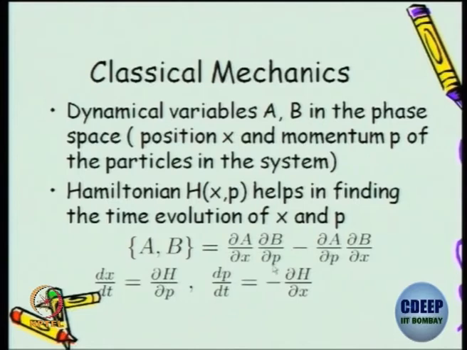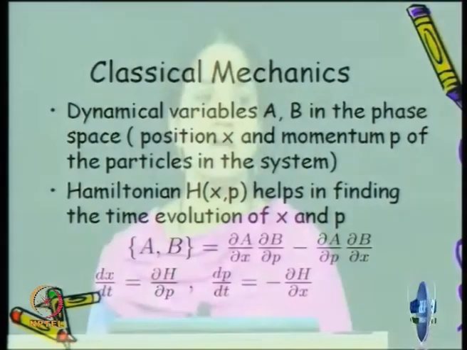So I'm just trying to bring in some kind of a correspondence between a Poisson bracket, which is learnt in classical mechanics, with the commutator in quantum mechanics. That's the main motivation why I'm comparing and contrasting classical mechanics with quantum mechanics. Okay, so this is the formal definition of this Poisson bracket.